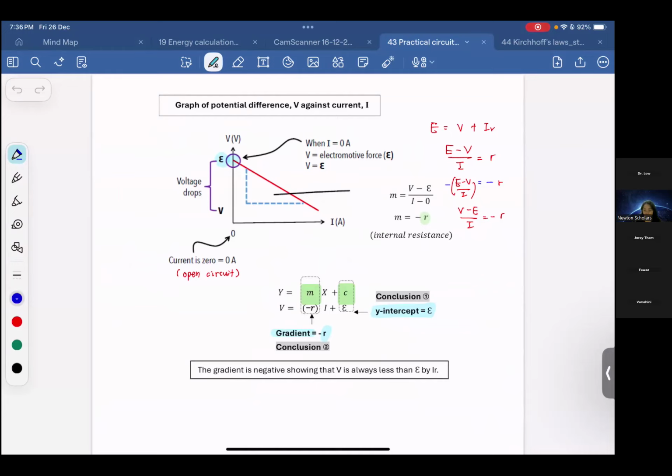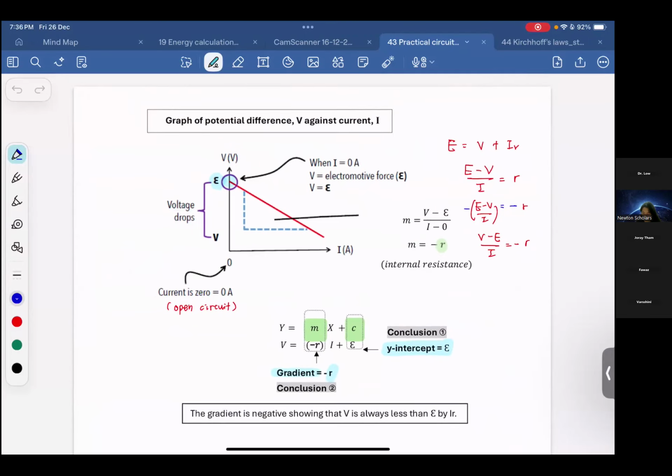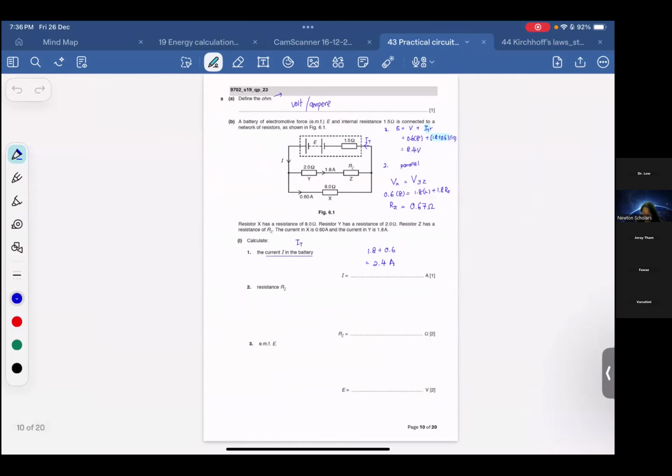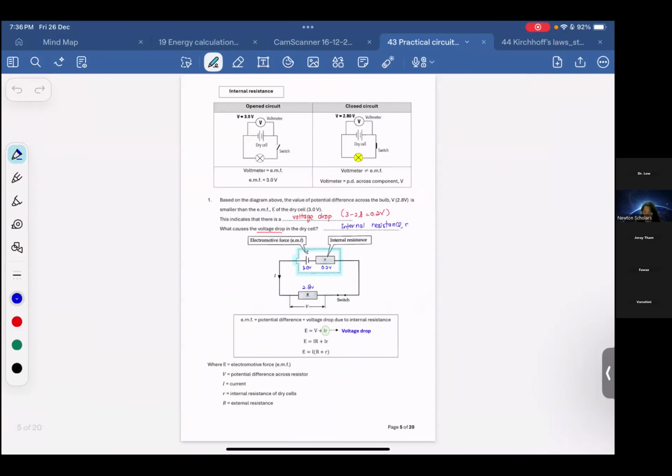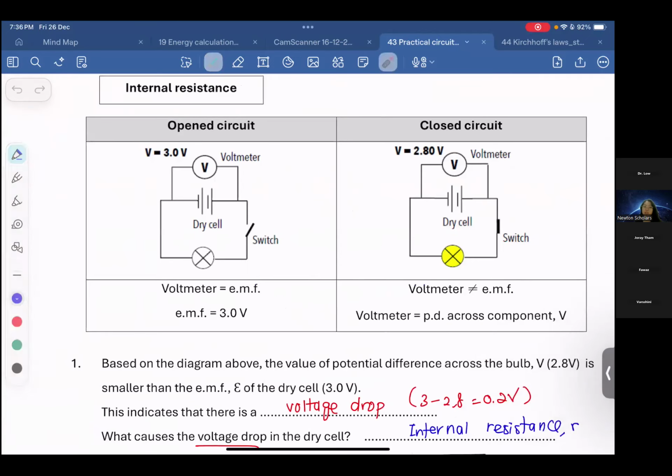Here, when the circuit is open, we connect the voltmeter. When the circuit is open, that means the switch is open and no current is flowing. So the voltmeter is directly measuring the EMF. So here, the voltmeter reading equals the EMF, 3.0.